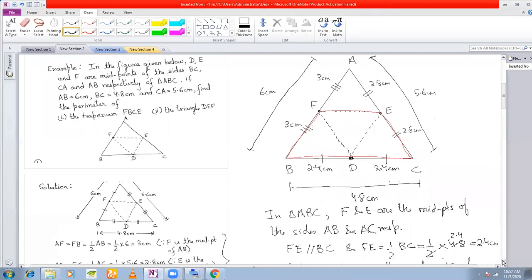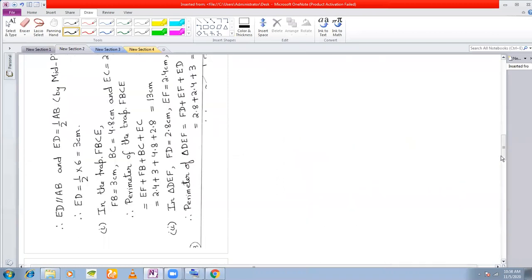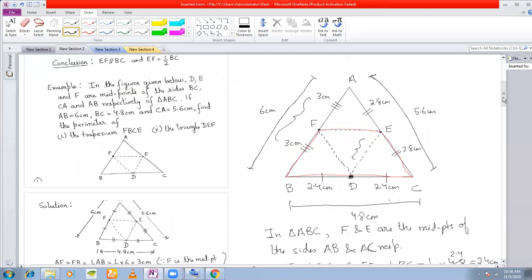DE is parallel to which one? Your voice is cracking. Say again. DE is parallel to FD. Why FD? DE must be parallel to this side, right? So DE is parallel to BA.